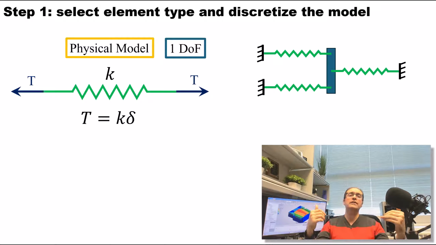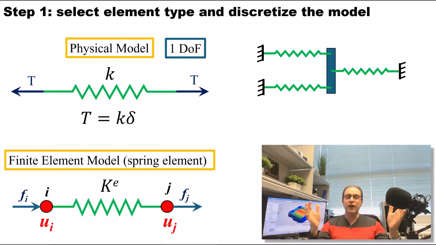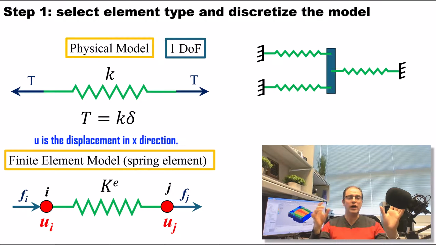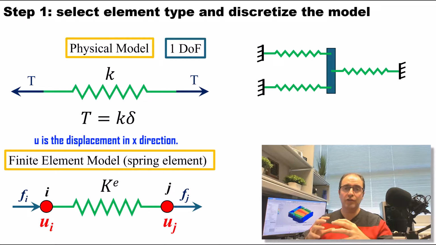We want to create the finite element version of this model. So this is the finite element version of this spring. It has 2 nodes, node i and node j, and each node has 1 degree of freedom, ui and uj. And also each node has one internal force that is being applied to the node, fi and fj. For this model, by convention, we show fi and fj both in positive direction. This finite element has also a stiffness that is shown as ke.